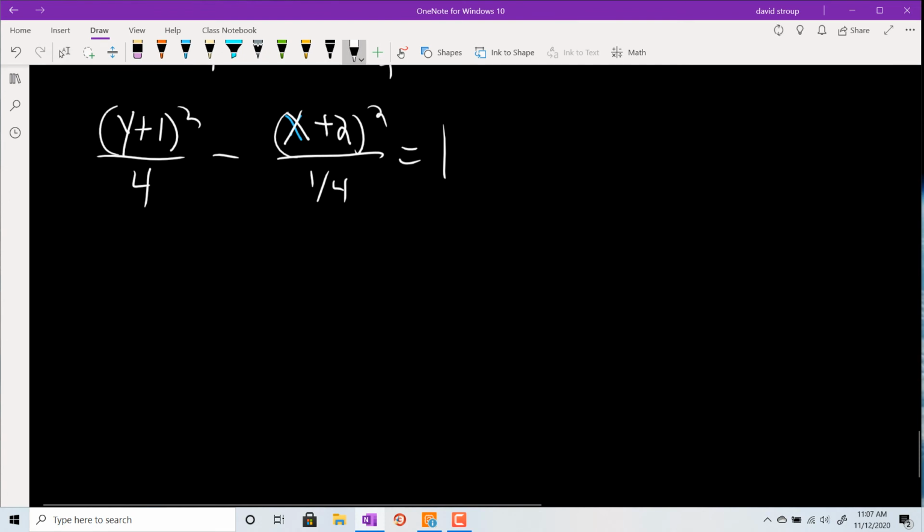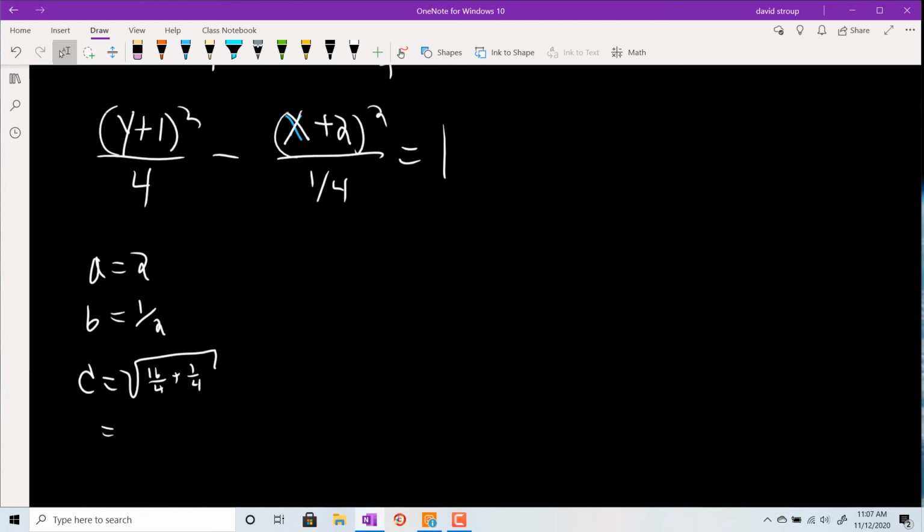So now I can go ahead and find my a, b, c values. a is 2, b is 1/2, c will be the square root of 2 squared, 4, plus 1/4. That's going to be 16/4 plus 1/4. That'll be the square root of 17 over 2, and that approximately is 2.06.